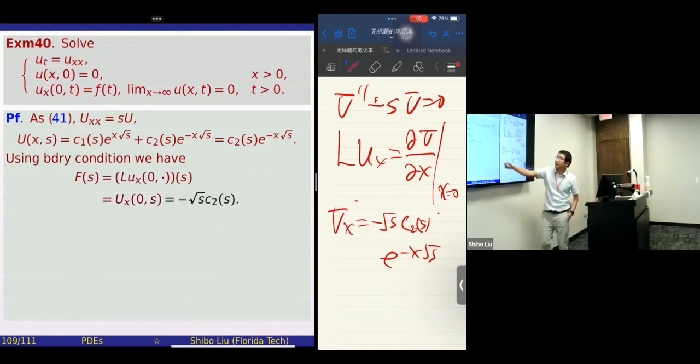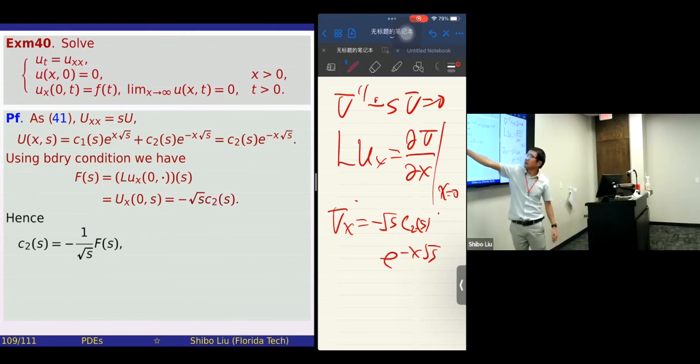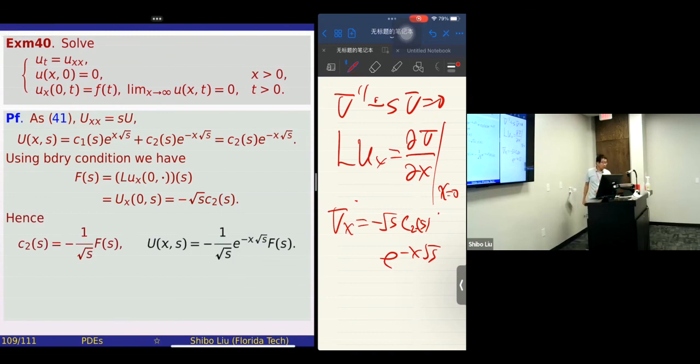Okay, this is the result. So C2(s) satisfies this equation. Then you can get C2(s) by dividing by square root of s on the left hand side. Okay, you get your C2(s). Having your C2(s), you have your capital U, by replacing C2(s) with this expression.